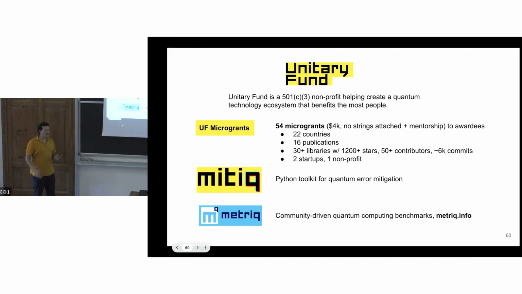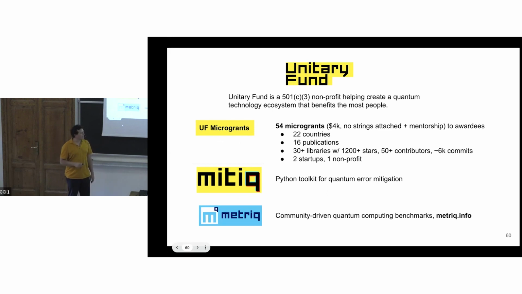So maybe you can ask me or ask us in person what Unitary Fund is about. I spoke about Mitiq and error mitigation and the active research we're doing. Unitary Fund is a nonprofit whose aim is to make the quantum technology ecosystem as open as possible. And to do so, we think that one of the most efficient ways is by supporting and developing a robust open source software ecosystem.